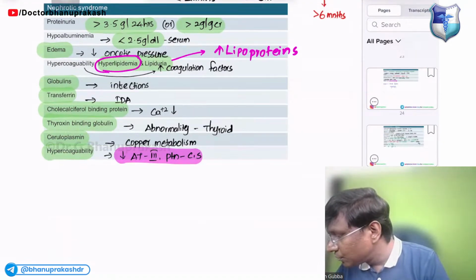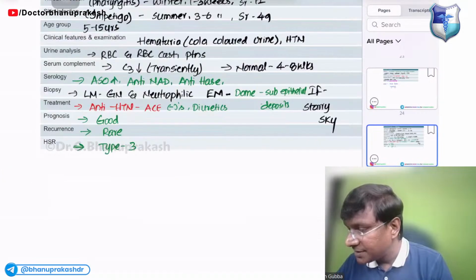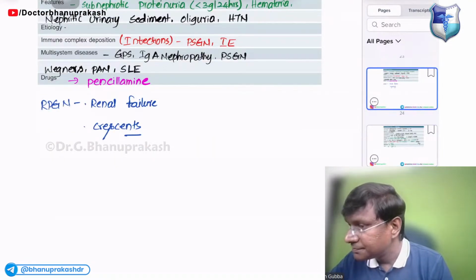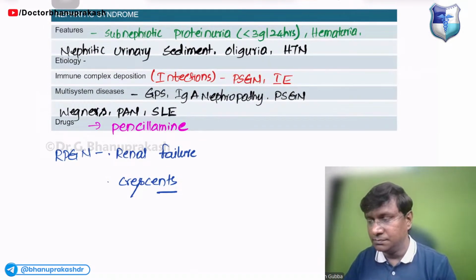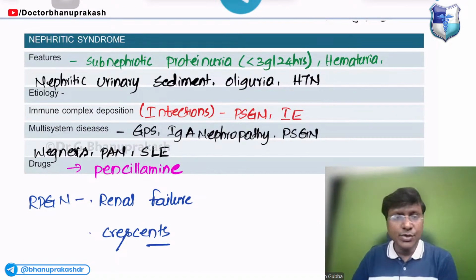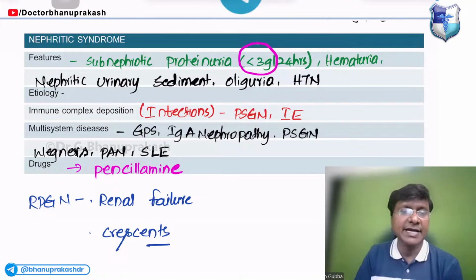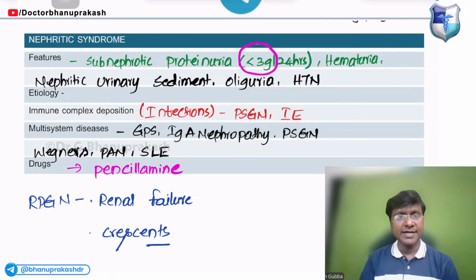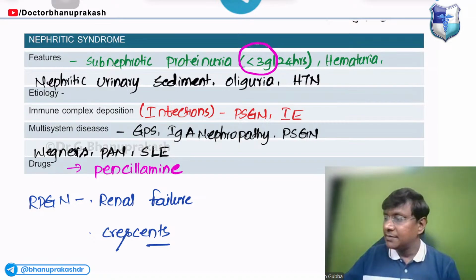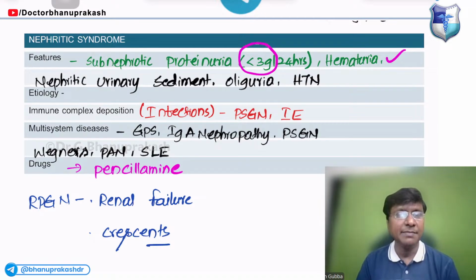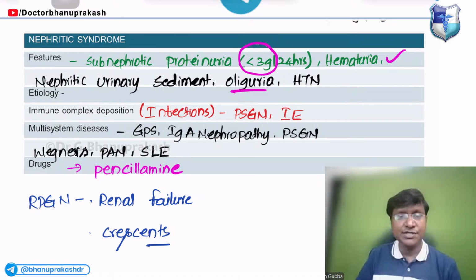Okay. Now we move on to the next topic, that is nephritic syndrome. In nephritic syndrome, the quantity of proteinuria is less than 3 grams per 24 hours, and that we call subnephrotic proteinuria. Another important abnormality is hematuria, where you have the presence of RBCs in the urine. That is what nephritic syndrome is. And in these patients, you will have oliguria as well as hypertension.